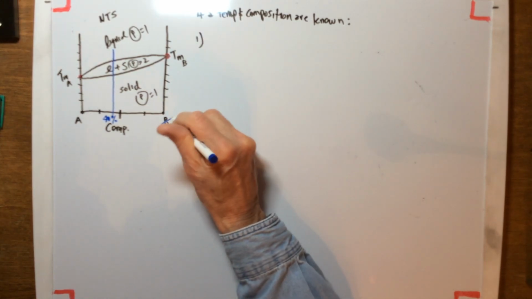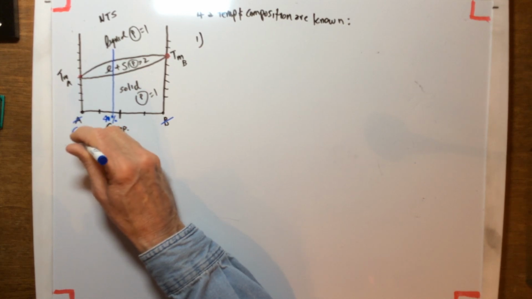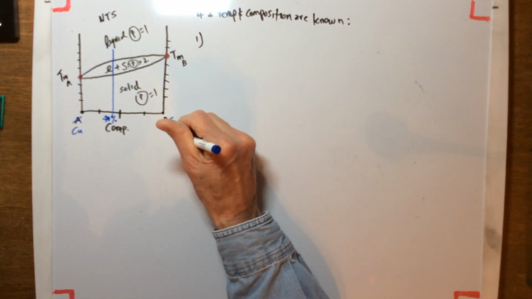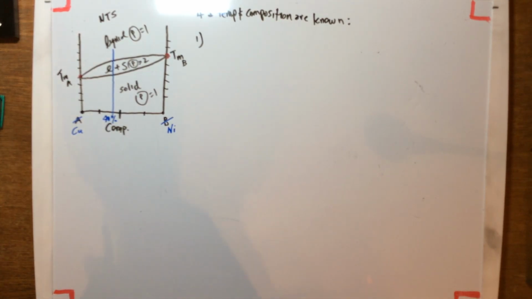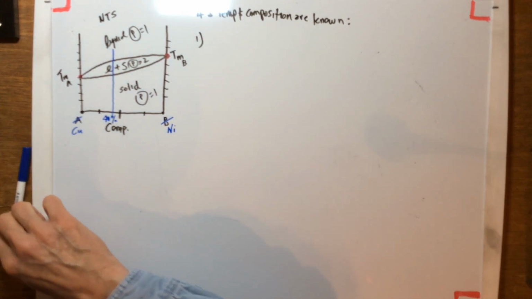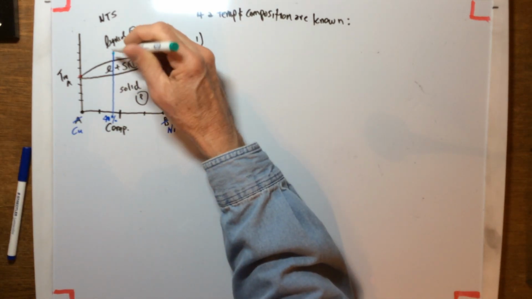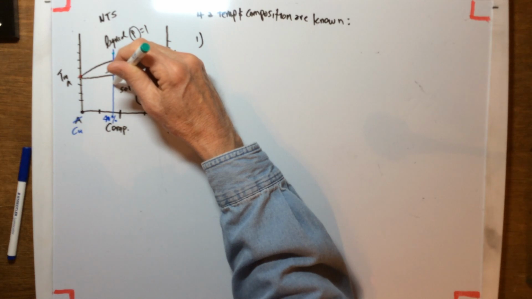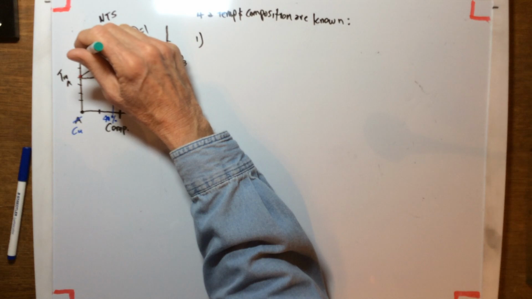But you know what? Let's change this from just A and B. Let's put real elements in here, and let's change this to copper. Let's change this to nickel. Okay, this is a classic example of a binary isomorphous diagram of copper and nickel, because they do mix in all proportions, liquid and solid state. So we're going to look at three specific areas here, here, and here.